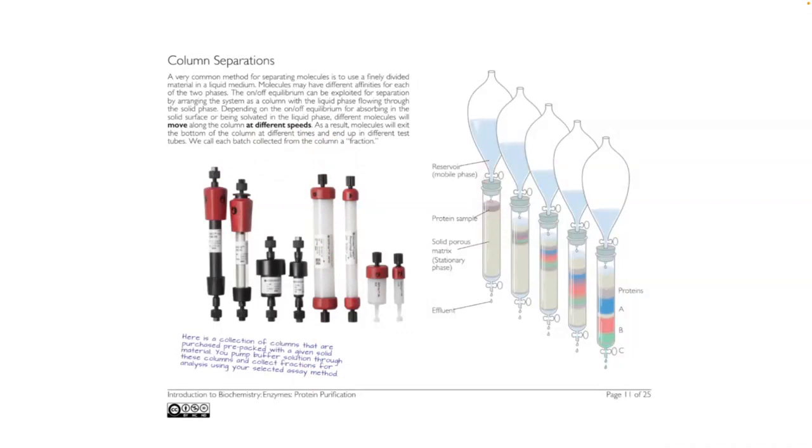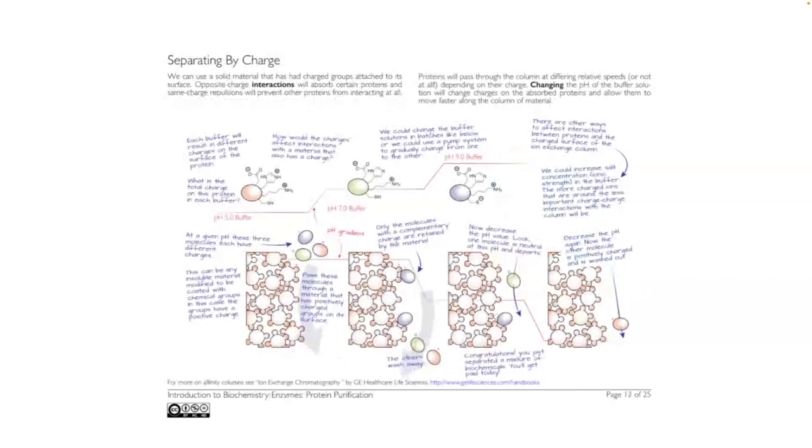So here's an example. You've got your column loaded with material. You start flowing through, we call it the effluent, and you can see things start to separate, and eventually, protein C is coming out first. After a while, protein B would come out. After a while, protein A would come out. And you've separated them if you're lucky and they come out that neatly and separate from each other. So columns are really common, and here's some common columns.